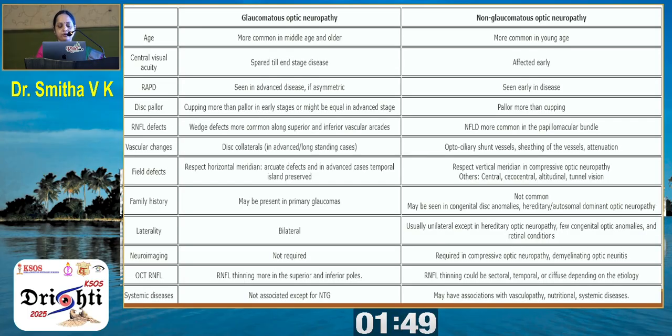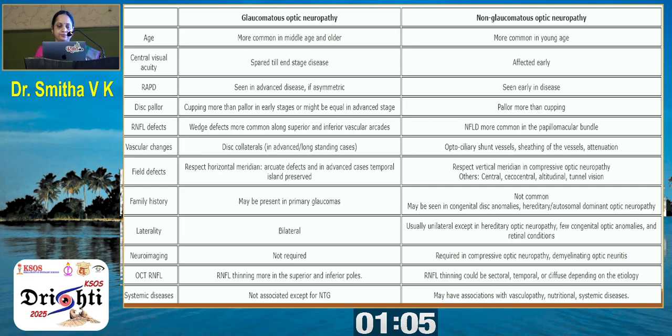Glaucomatous optic neuropathy is seen more commonly in aged patients, while non-glaucomatous optic atrophy is seen in young people. Central visual acuity is affected early in non-glaucomatous optic neuropathy, while it is spared till end stage in glaucoma. RAPD is seen early in non-glaucomatous disease, while only in advanced cases in glaucoma. Pallor more than cupping is a feature of non-glaucomatous optic neuropathy, while in glaucoma, cupping more than pallor is seen.